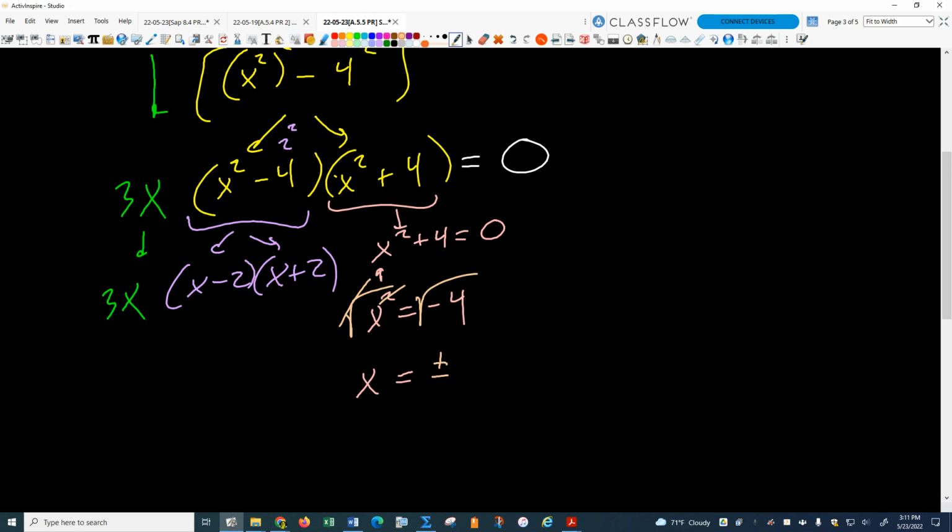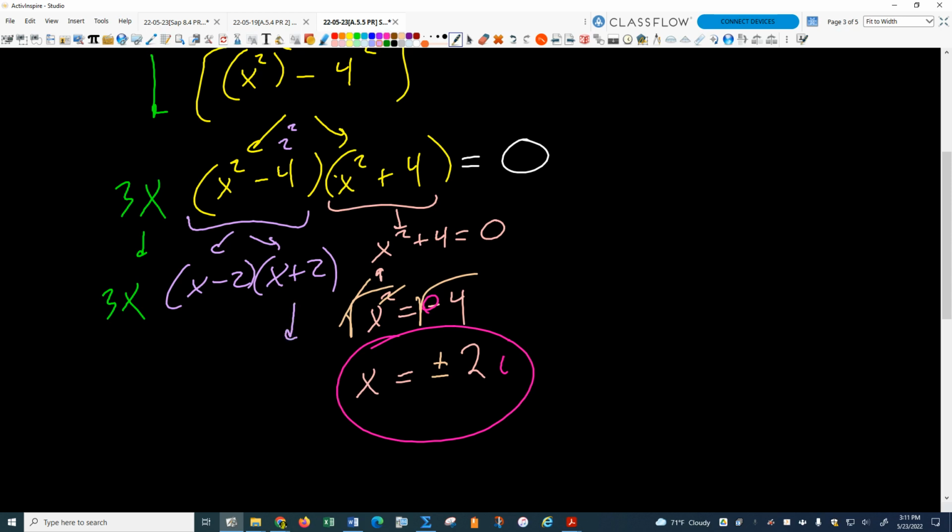And then the square root of negative 4, what's that going to be? 2i, right? Square root of 4 is 2. And the negative inside becomes an i outside, right? So I guess we got 2 solutions there. We got to go back and find the zeros of the other factors though too, right?